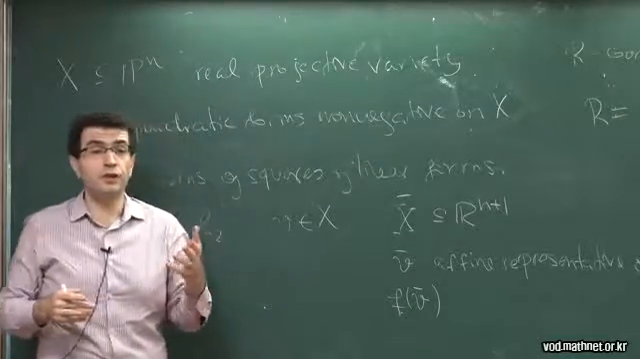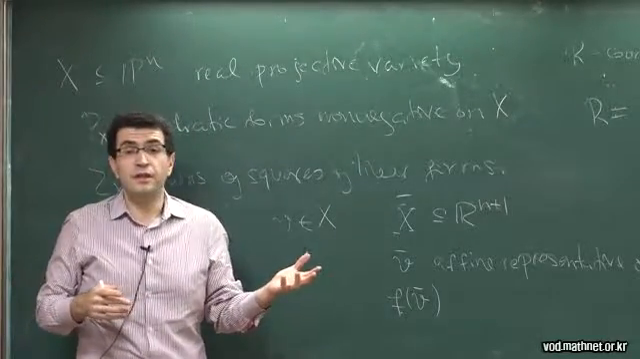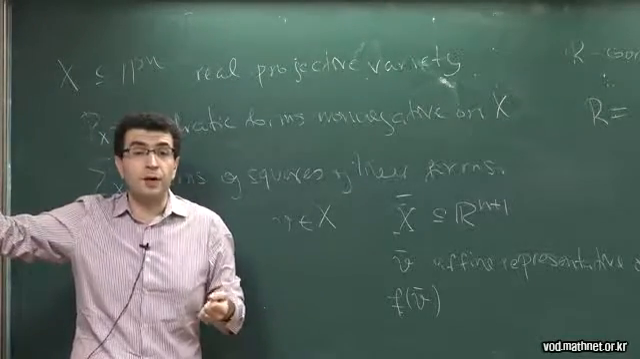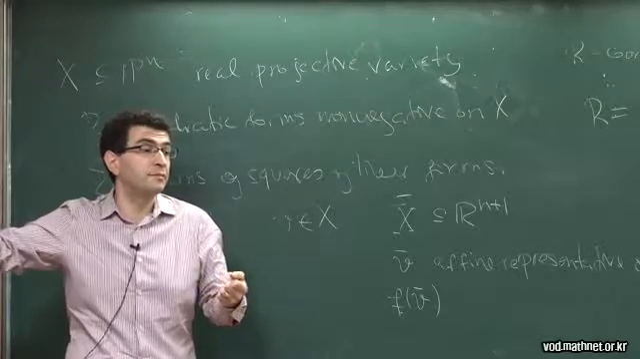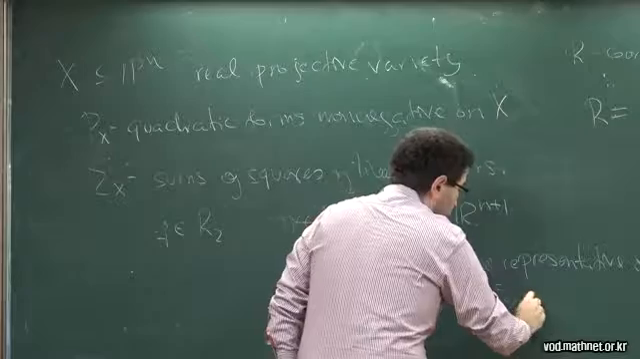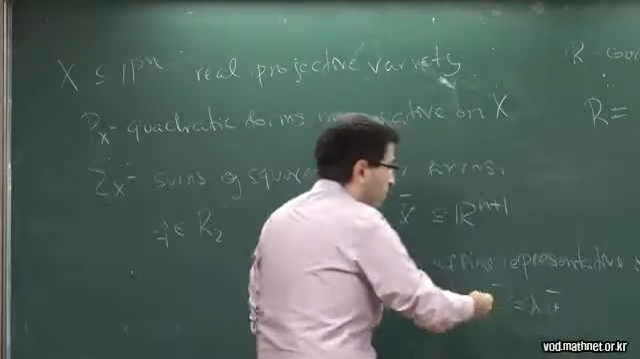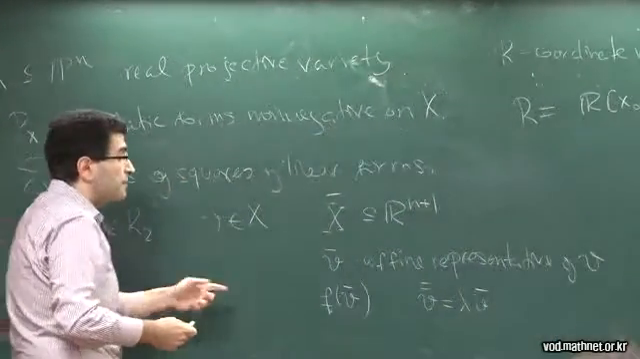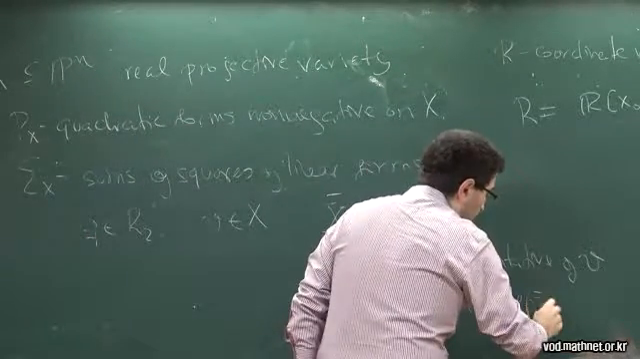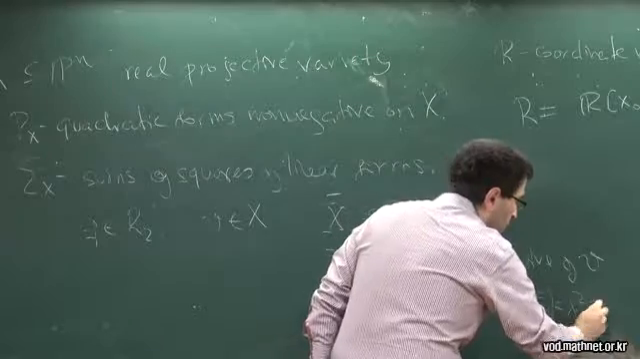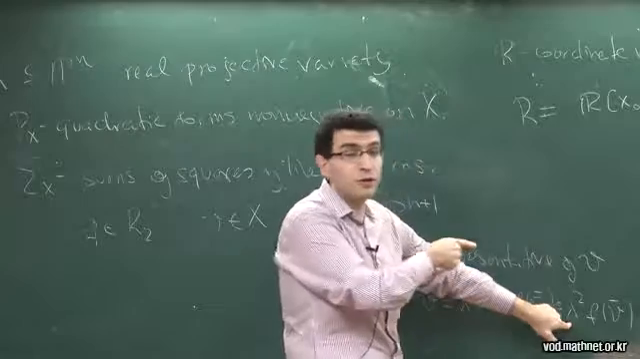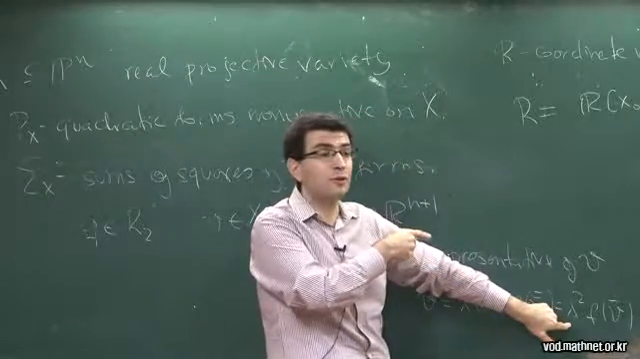But what is the usual issue in these kinds of things? What if I took another affine representative? Am I going to get the same sign or a different sign? So if I take another affine representative v double bar, it's just going to be some multiple of v bar. And then you can see, because f is homogeneous of degree 2, f of v double bar is just going to be lambda squared f of v bar. And as we know, squares are always non-negative, so we're not in trouble.